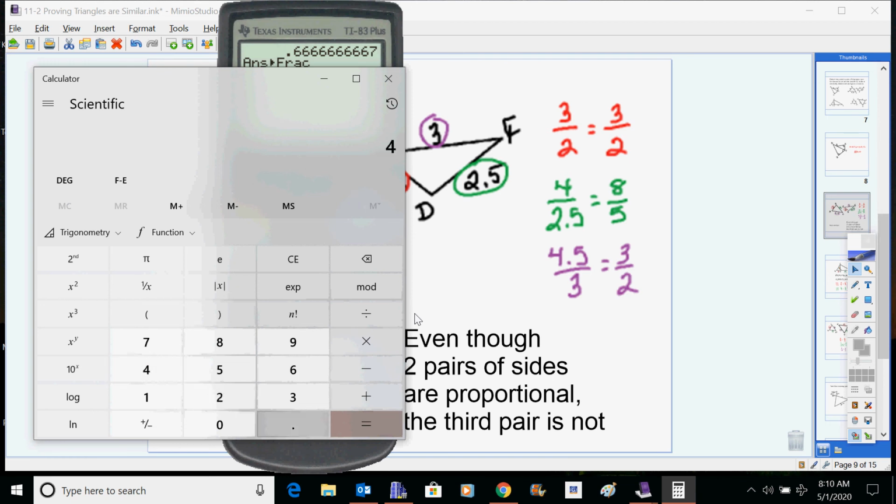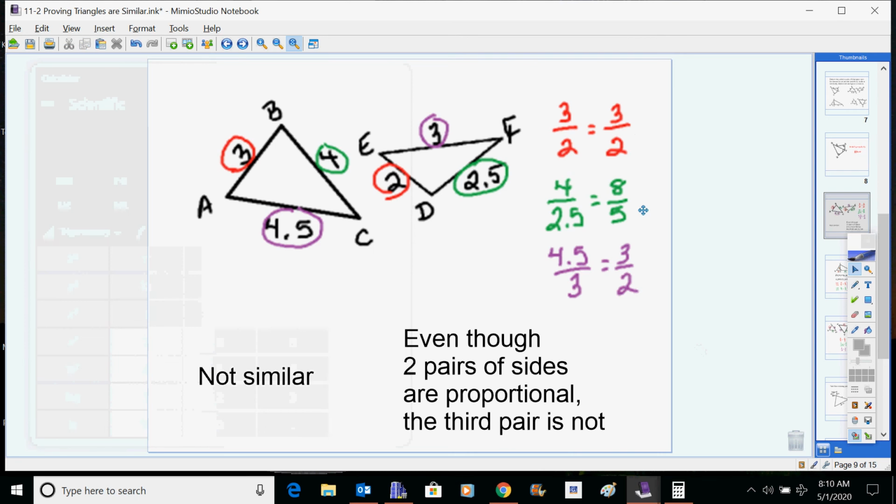And then 4.5 divided by 3, which gives you 1.5. So your 1.5 would match your 1.5, but your 1.6 wouldn't match. Because in order for it to be similar triangles, all three of these have to be the same ratio, not just two of them. I'll say that again. In order for them to be similar triangles, all three have to be the same ratio, not just two of them. And once again, the lining up in order, smallest, largest, middle, tells you which one goes with which one.